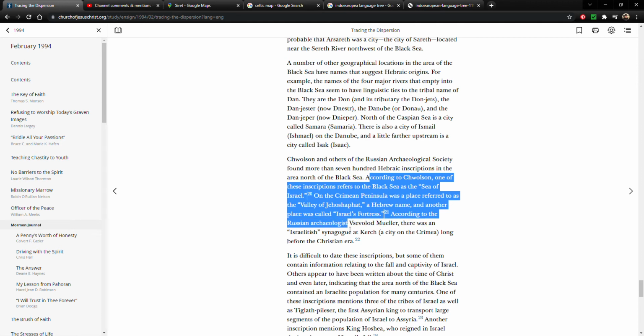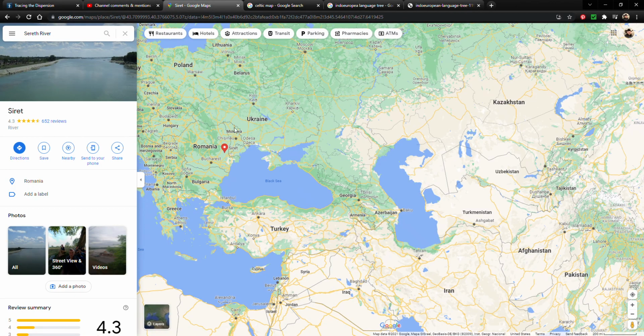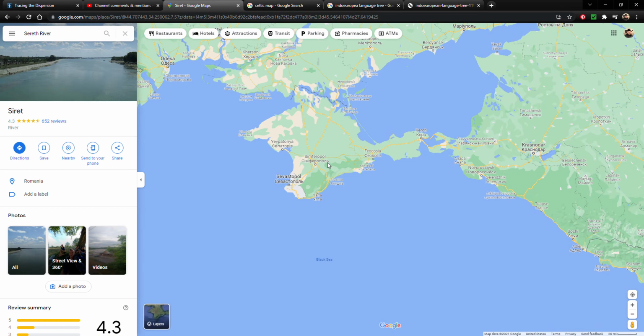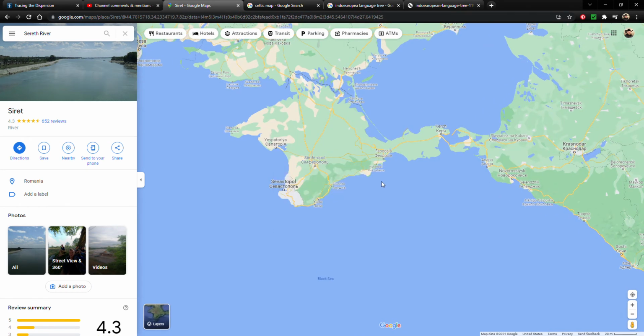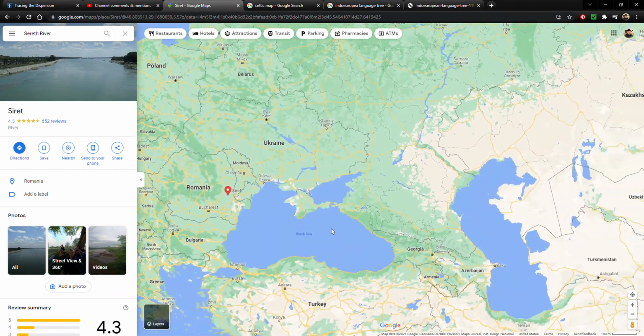According to the Russian archaeologists, in Russian you swap the W and V sounds, so Vsevolod Mueller said there was an Israelitish synagogue at Kerch, a city in Crimea, long before the Christian era. And we all know Crimea was a big thing in the news. I don't even know if that war is still going on, but this is the area that Russia claims. I haven't really followed up on this story, but I think they still have it. They annexed this for themselves, which was really messed up.